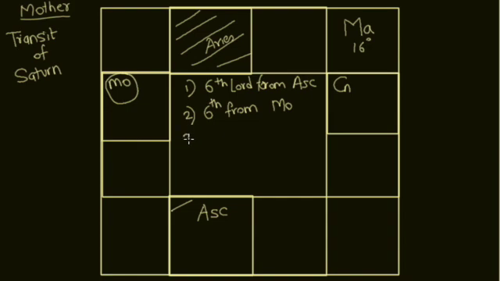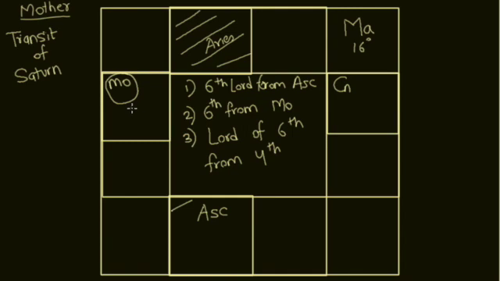Okay, and then the third is lord of sixth from fourth. Now fourth house from ascendant is Aquarius. So lord of sixth from fourth is actually lord of ninth house. So when Saturn is moving over the ninth house lord, then it will cause problem to the mother.